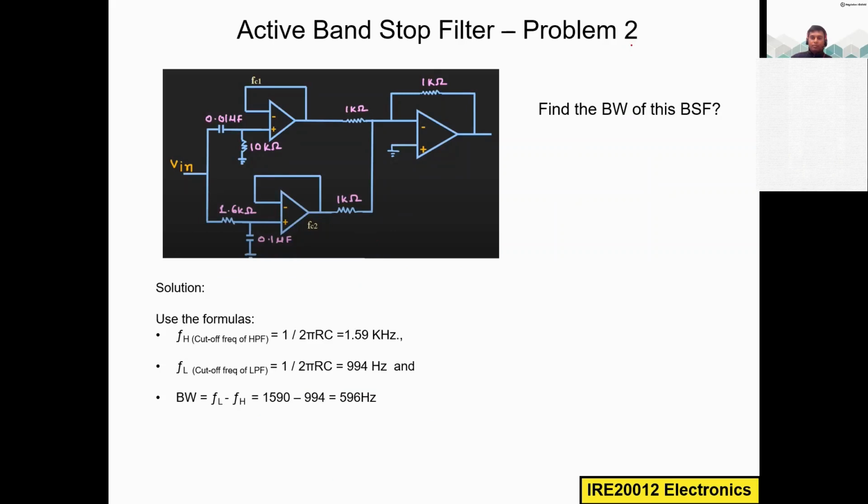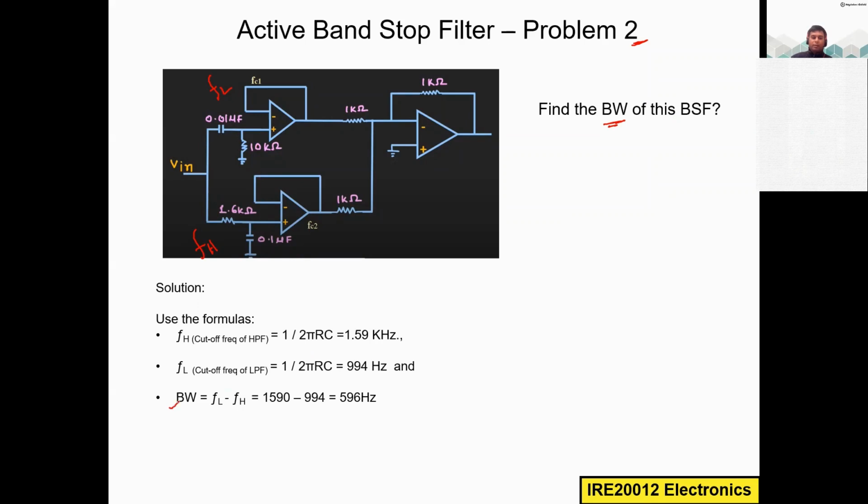And this is another problem. So here, this is the circuit given to you. You have to find the bandwidth of this band stop filter. So you know what is this filter section and you know what is the filter section here. You have to first find the cutoff frequency 1, FC1 or FL. And here you have to find another cutoff frequency. And after that, you have to find the difference between these two.